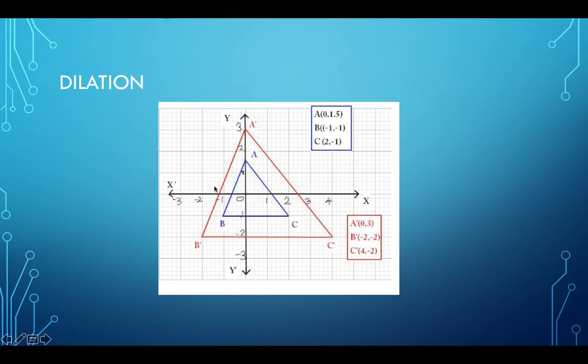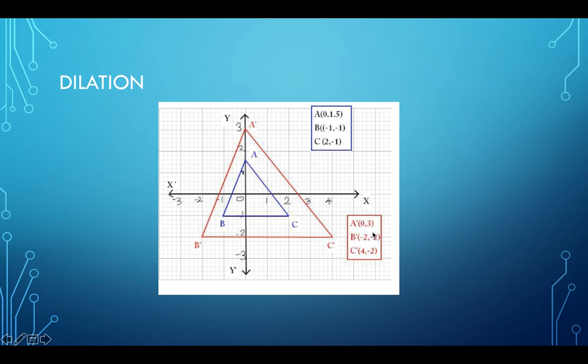Our third type is dilation. So dilation, you're taking a figure and you're dilating it by some factor. A factor in this case would mean a number. So if the number is any number that's greater than 1, then our figure is going to get larger. If the factor is less than 1, then our figure will get smaller.